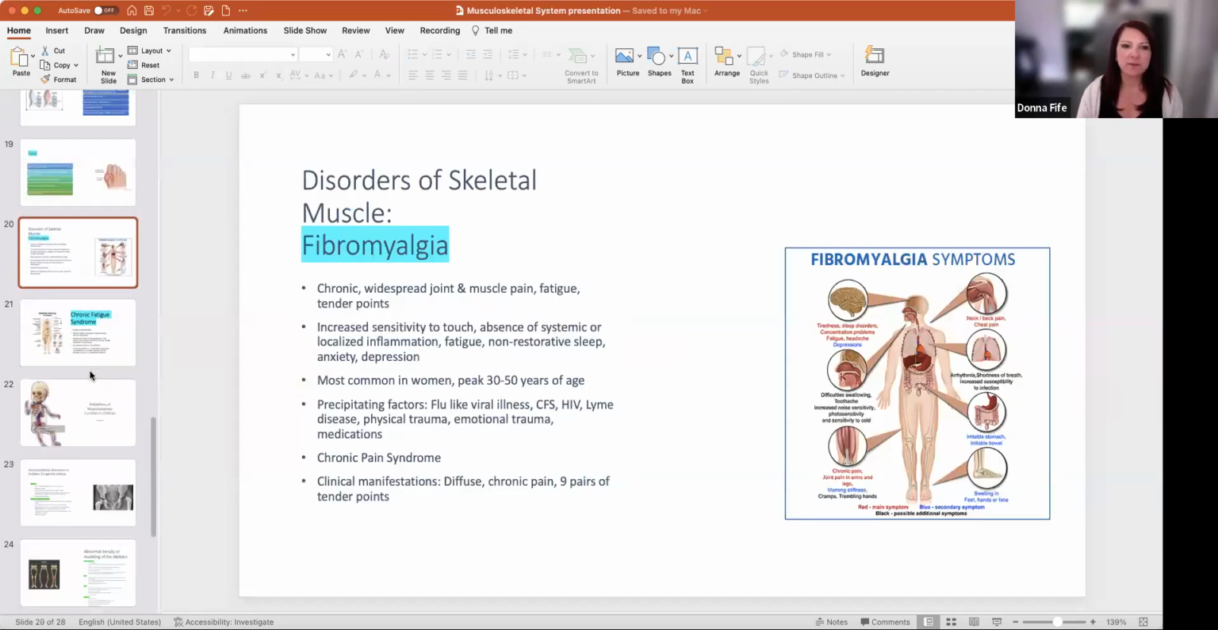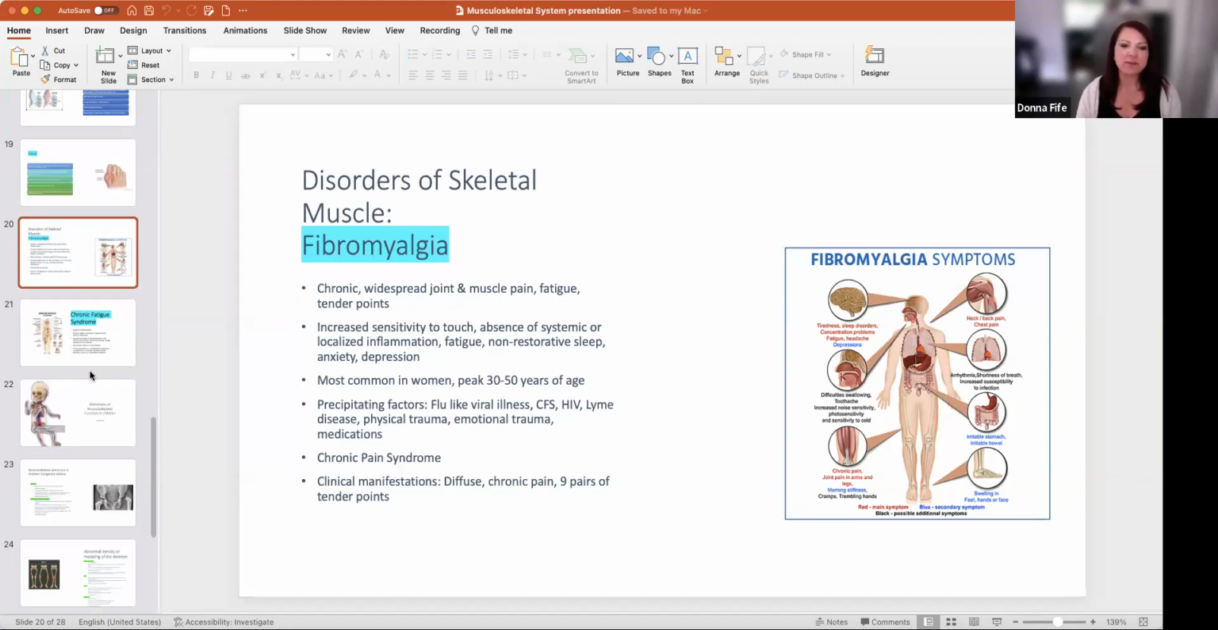Now, disorders of the skeletal system, skeletal muscle: we have fibromyalgia. This is chronic, widespread joint and muscle pain. Patients may also have fatigue and tender points. There's increased sensitivity to touch, an absence of systemic and localized inflammation, fatigue, non-restorative sleep, anxiety, and depression. This is most common in women, and the peak age is 30 to 50 years.